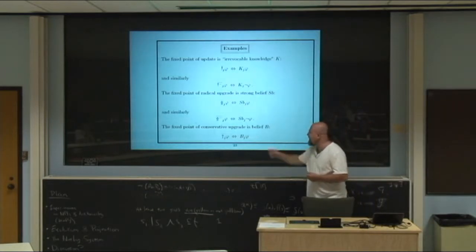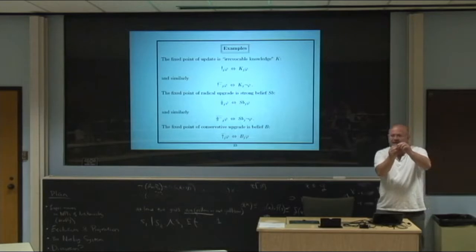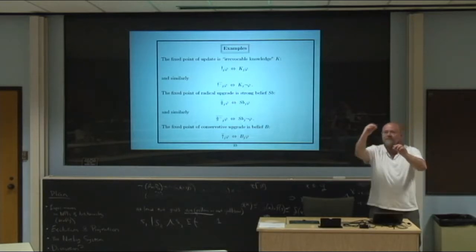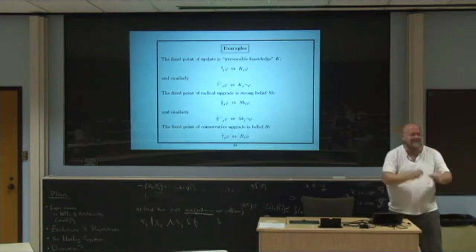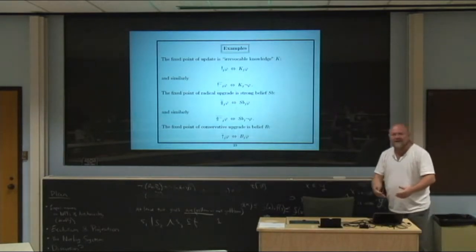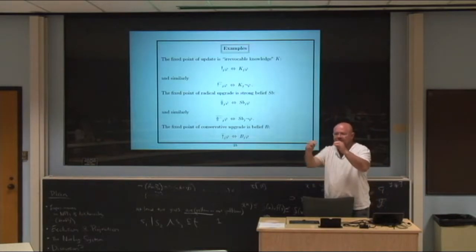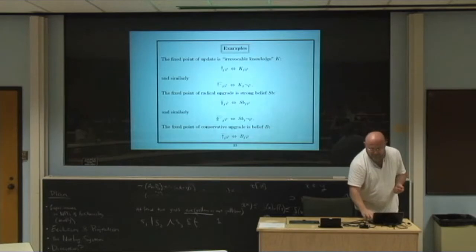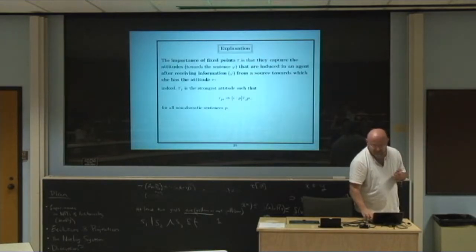For conservative upgrade, the corresponding characterization of the fixed point is belief. Because what that does is move the most plausible phi worlds over, making them the most plausible. So you achieve belief in phi. But if you already have belief in phi to start with, then this means the most plausible worlds are phi worlds, so there is nothing to be done. And the fixed point of identity is tautologies.